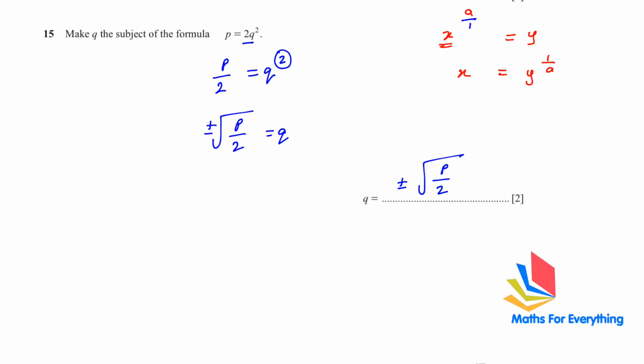Suppose you had x to the power of a over b and now you want to make x the subject. What will you do? When you move this power to y, it will be flipped over. It will be b over a.